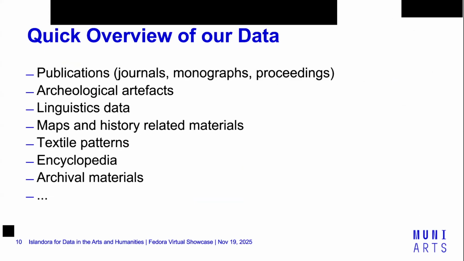So this is not a mistake. What we would like to store, because the research at the faculty is very heterogeneous, there are a lot of types of data to store. Traditionally, publications, which is easy: journals, monographs, proceedings, and so on. But there are archaeological artifacts, linguistics data, maps and history-related materials, textile patterns, encyclopedia, archival materials, and various types of data to store and to present to the end users.